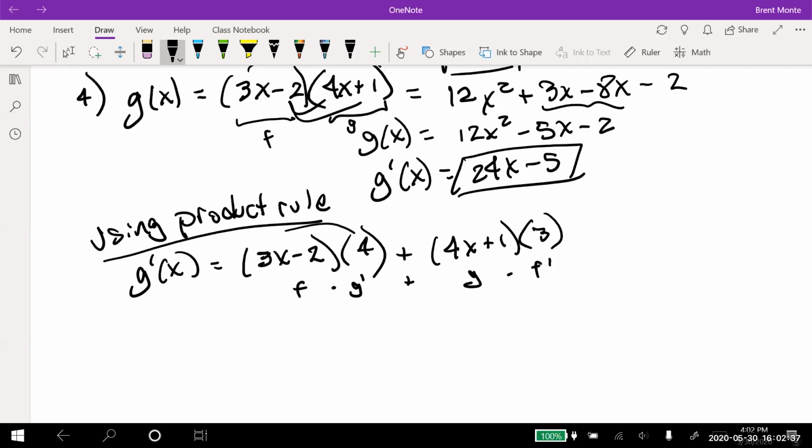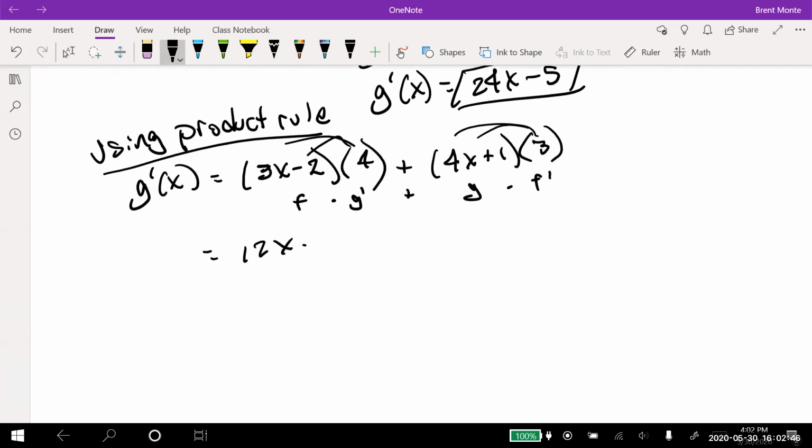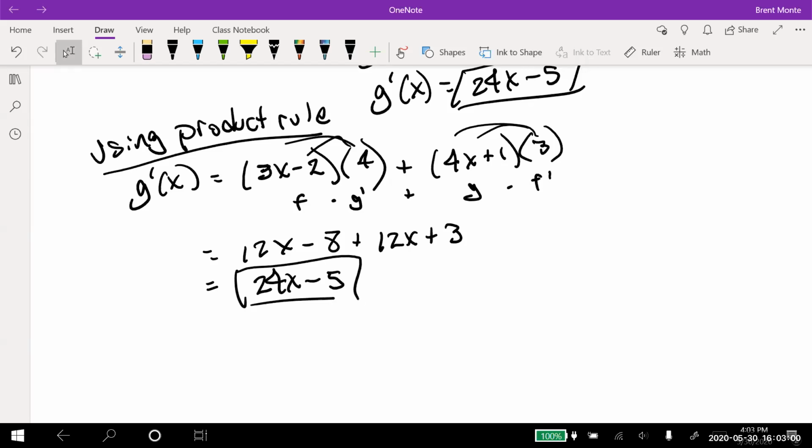Now we can multiply out and simplify things, combine like terms. So we get 12x minus 8 plus 12x plus 3. And if I add the 12x's together, I get 24x. Negative 8 plus 3 is minus 5. And once again, check, that was what my answer was supposed to be. So the product rule did work nicely. And we see how that works. Again, we'll get to problems that we cannot multiply out first, but not yet.